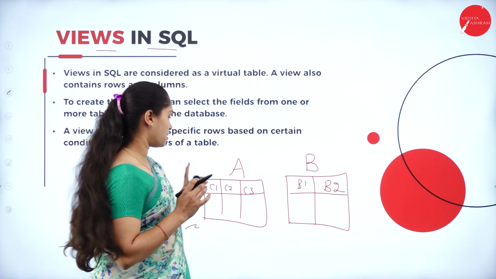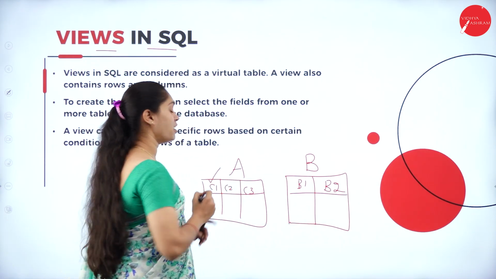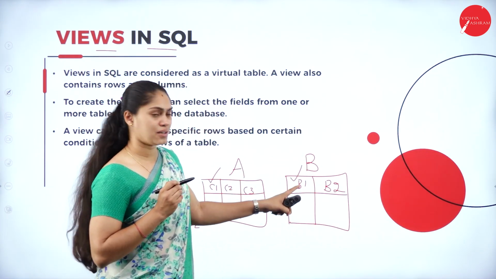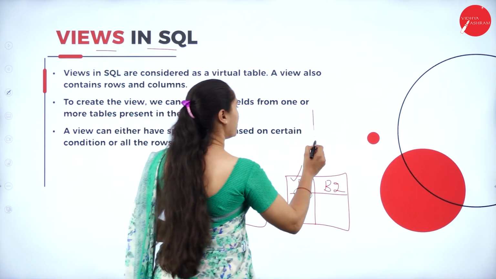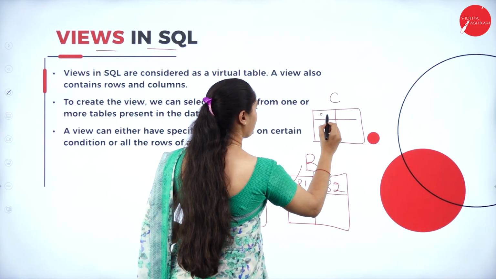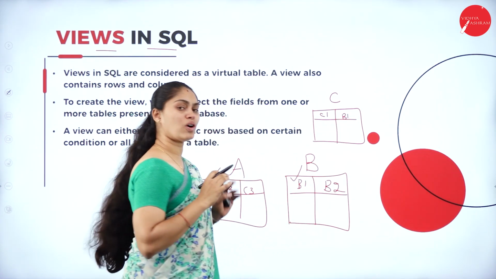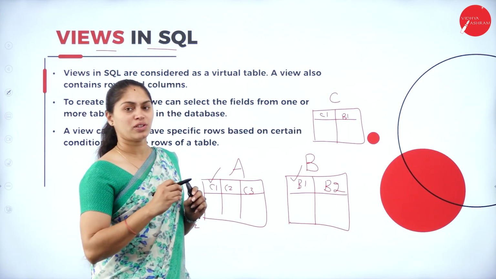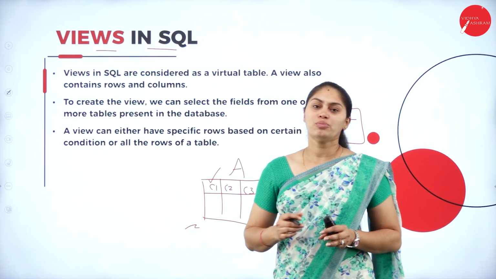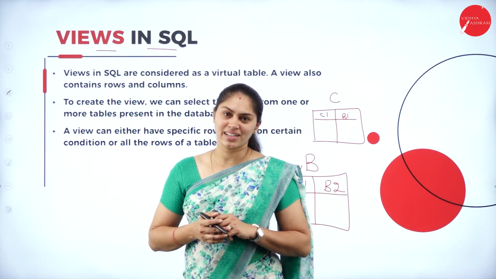Instead of having these separately, I wanted to take column C1 from table A and column B1 from table B. That is what I wanted to have as a new table called C. So in this, I will take C1 from A and B1 from B. This is what we have to do. So when you want to join columns, when you want to have both the rows and columns from multiple tables, then we require this view.